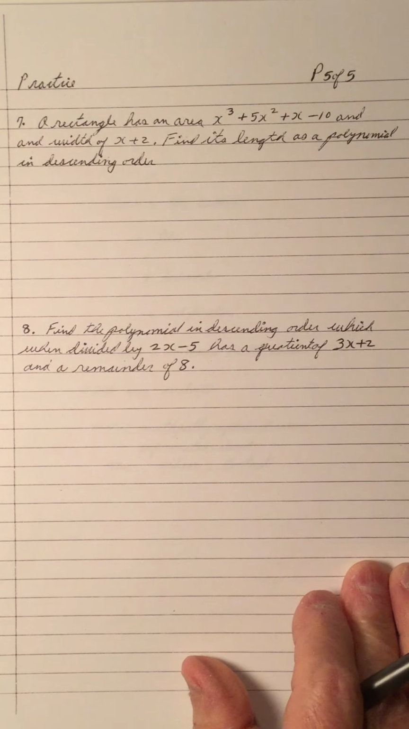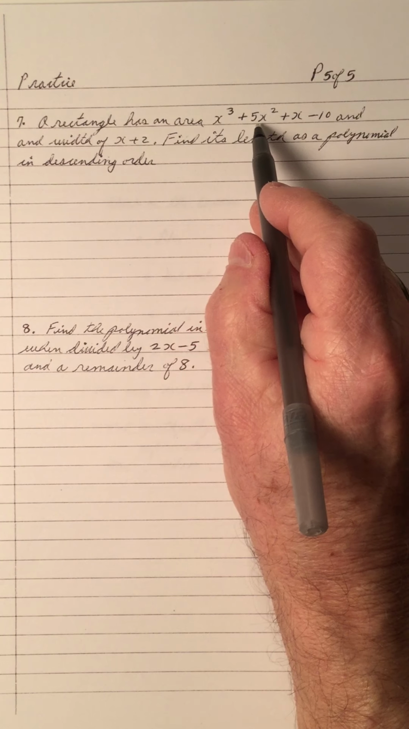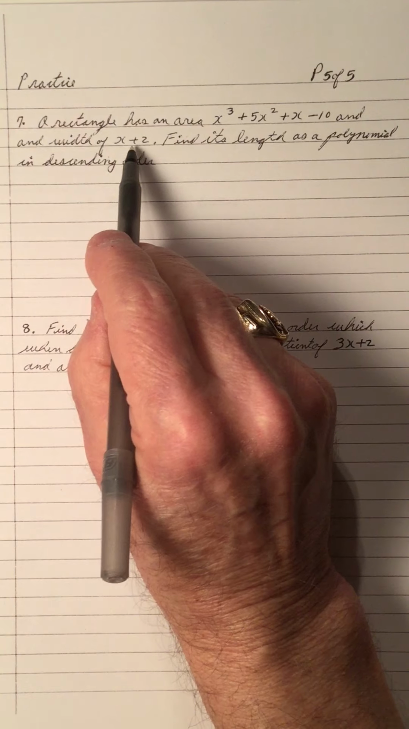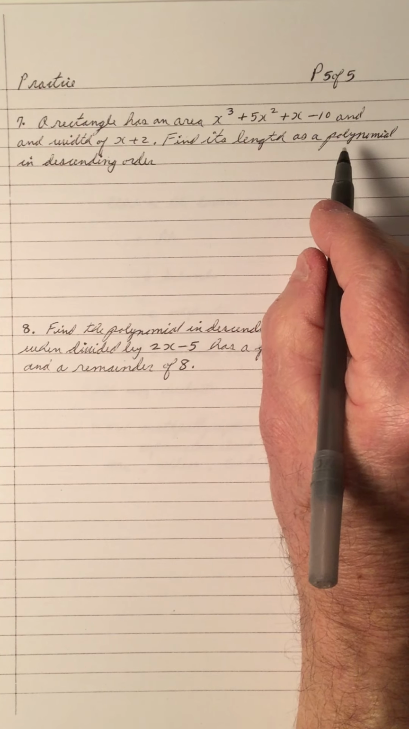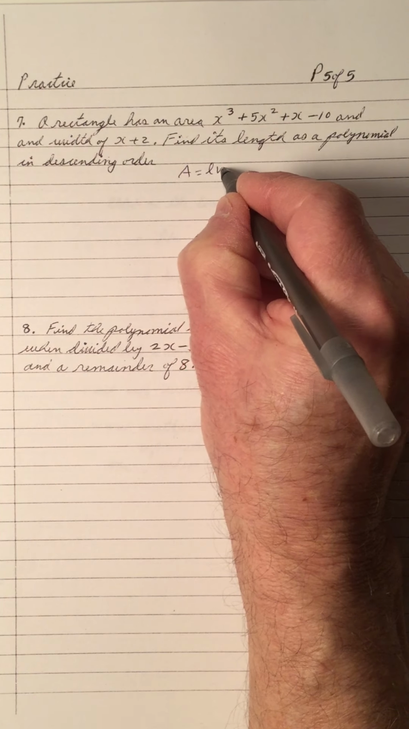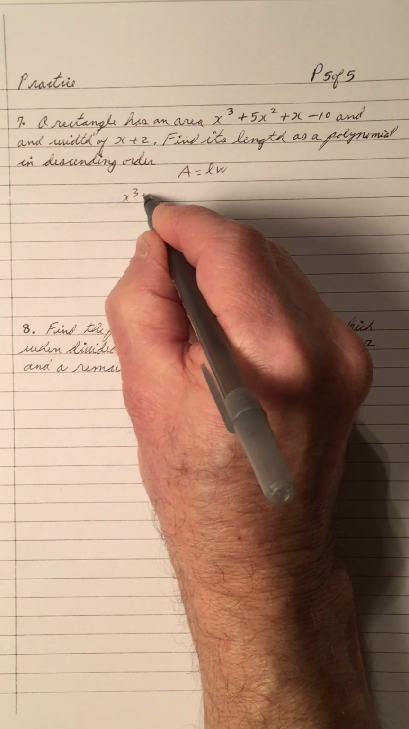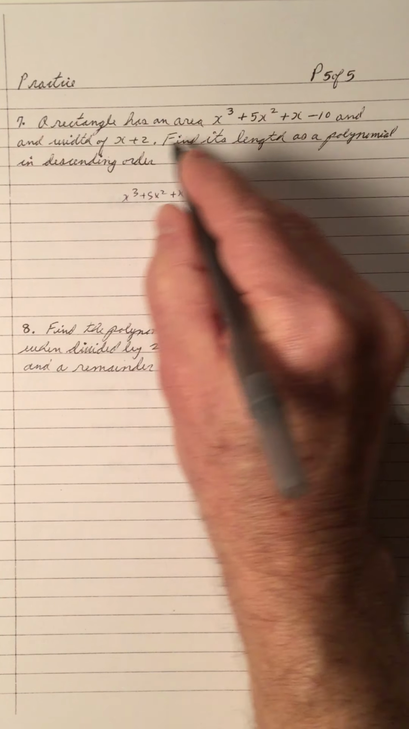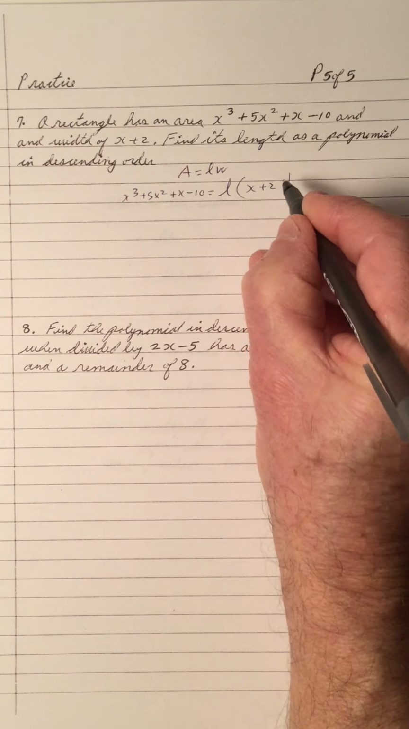And let's see. A rectangle has an area of 8x cubed plus 5x squared plus x minus 10, and a width of x plus 2. Find the length in descending order. So let's see. The area of a rectangle is length times width. So if that's the area, 8x cubed plus 5x squared plus x minus 10. And we have the width, which is x plus 2.